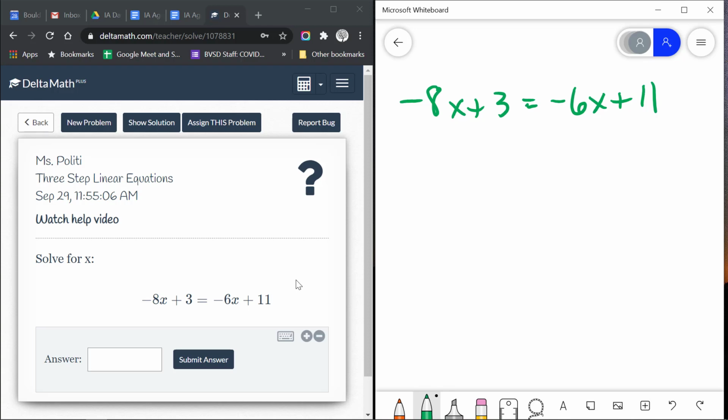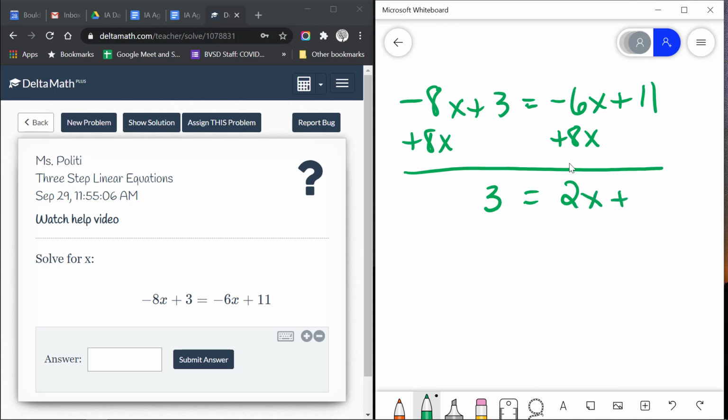So, when we have variables on both sides, we want to collect all the x's to one side and all the regular numbers, the constants, to the other. And it doesn't really matter which side you do. So for this one, I think I'll put all the x's over here on the right side. So I'm going to add 8x to both sides, and I'm lining them up so that the like terms are vertically aligned here. So over here, I'm left with 3. And then I've got a positive 2x plus 11.